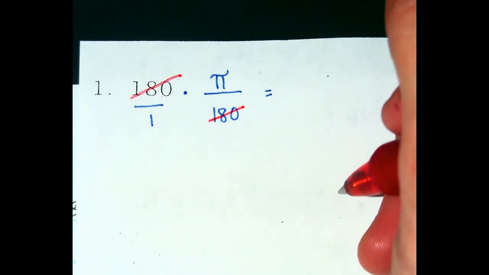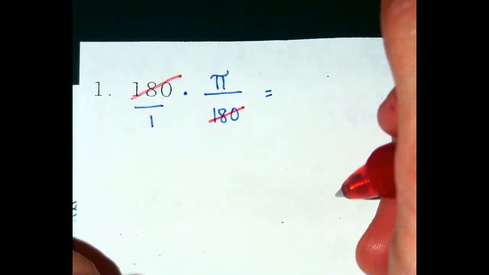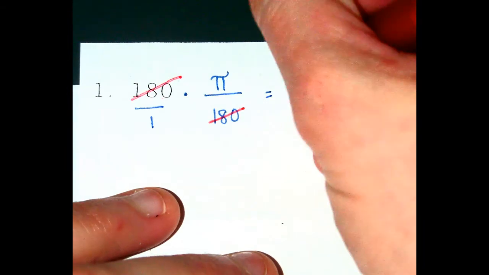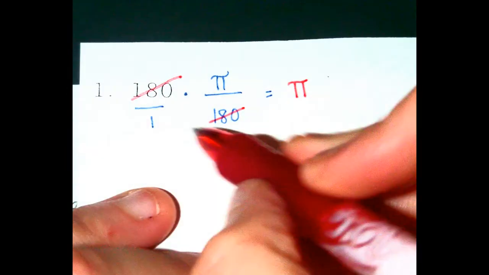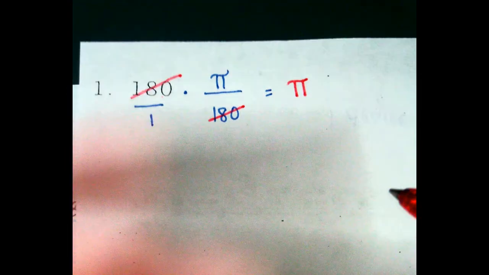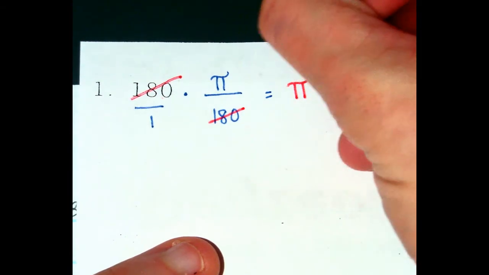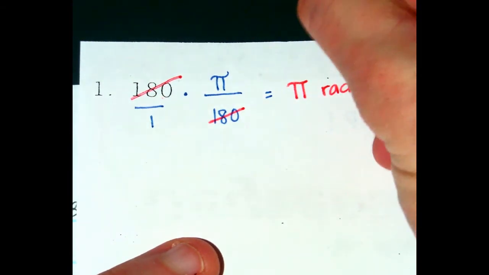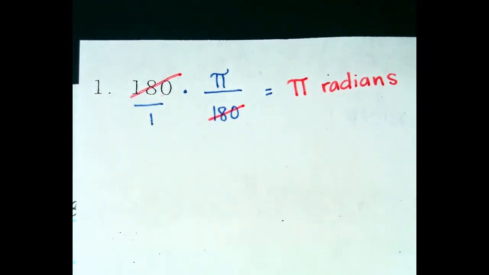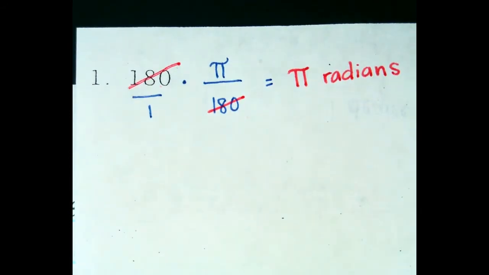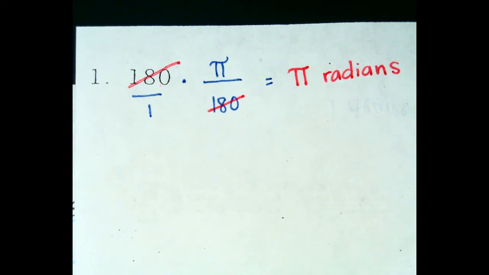So it's not that they're canceling, it's they become 1. Okay, so that means we just have 1 times pi, and we still had that divide, but pi divided by 1 is pi. Pi radians. We're done. We'll do better.